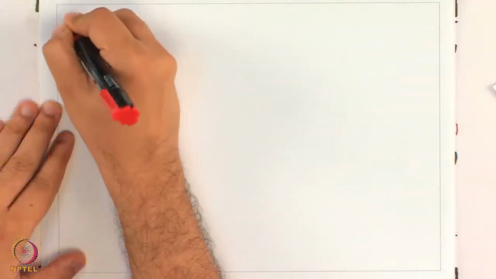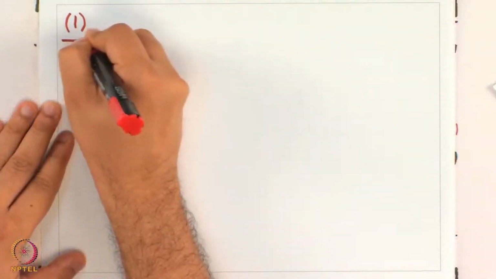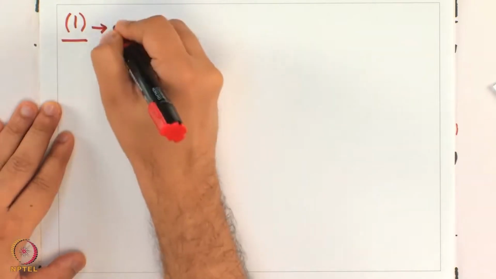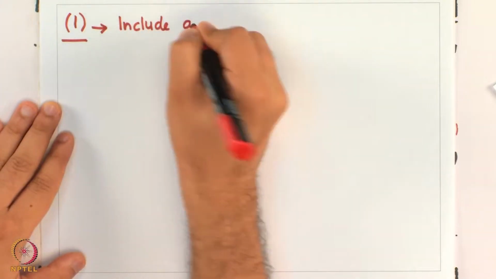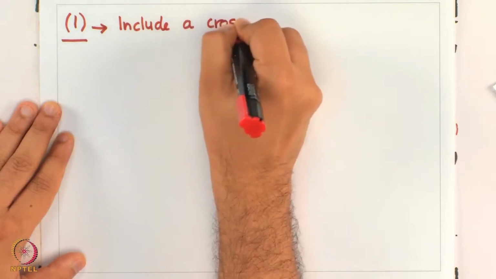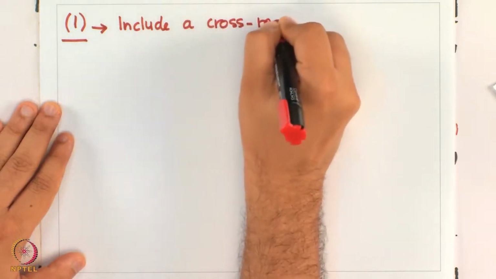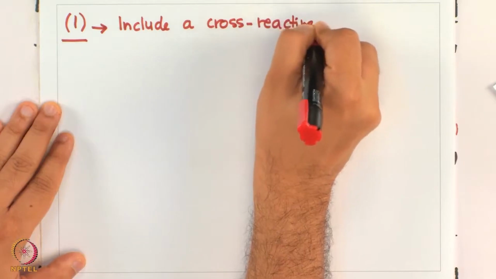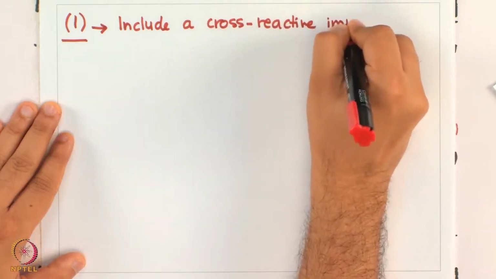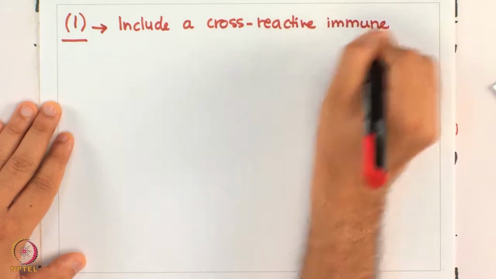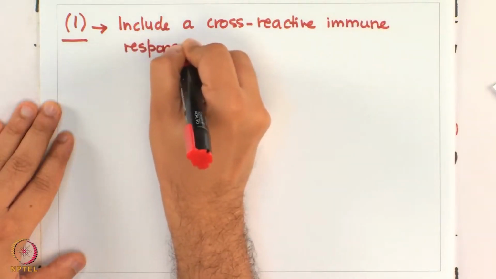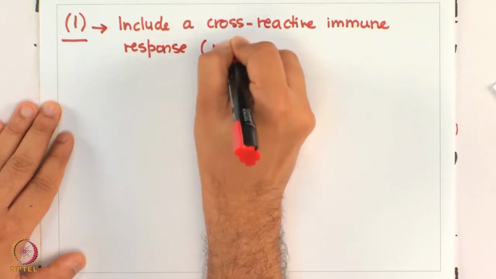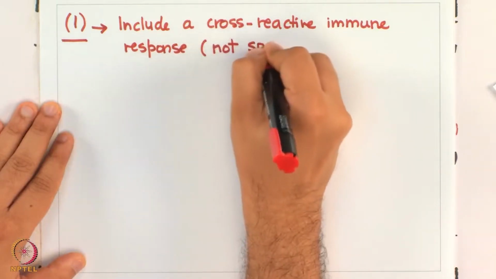So, the first facet that we want to incorporate in our model is that we wish to include a cross reactive immune response which is not specific to a particular viral strain.